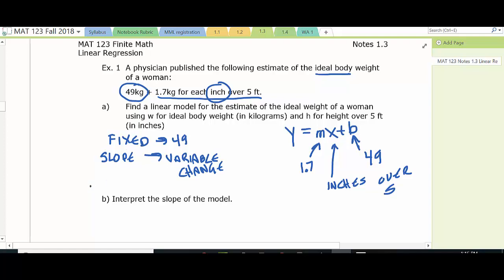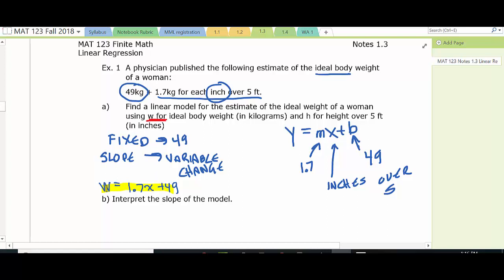So your model is going to go like this. Now they tell you what variables you want to use. I think they say W is your body weight. So instead of y, you're going to have w, because that's what we're finding. And for inches, do they give another variable on that, or am I missing something? I guess we'll just leave that as x. So that will be w equals 1.7x plus 49. That is the linear model.